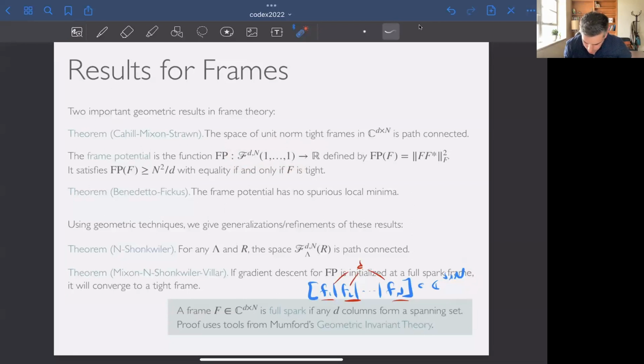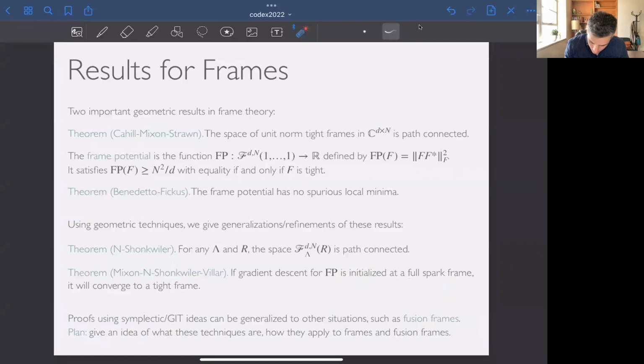Again, the proof here uses something called geometric invariant theory, which is some subfield of algebraic geometry, but it's closely related to the symplectic perspective as well. And so I'll try to explain that. And okay, the fusion frames are in the title of the talk. The punchline is that the proofs that allow us to have these more general results for classical frames basically go through in the fusion frame setting. So my plan is I'll try to give you an idea of what these symplectic and GIT techniques are, how they apply to frames, and how those techniques also generalize to proofs for fusion frames.